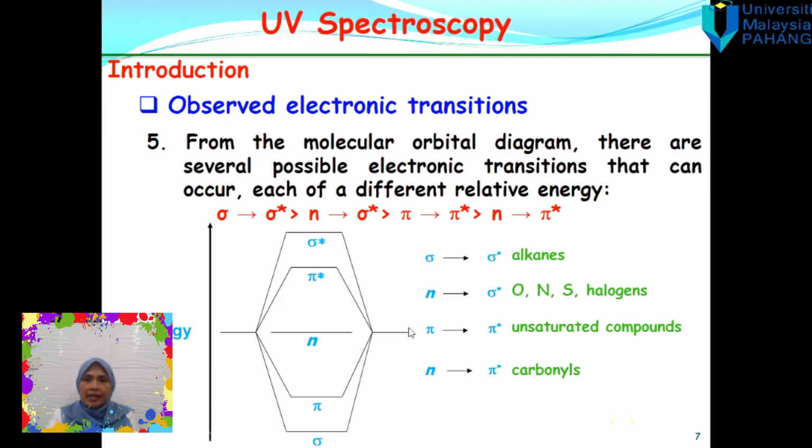Next, unsaturated compounds like alkenes and alkynes have a pi bond, and we see the transition from pi to anti-pi. When it comes to unsaturated compounds with heteroatoms or a carbonyl, there is a transition from n to anti-pi. This is the lowest energy difference, but for the wavelength it shows the highest wavelength. From the formula E equals hc over lambda, energy is inversely proportional to the wavelength. So higher energy gives a shorter wavelength, and lower energy gives a longer wavelength.